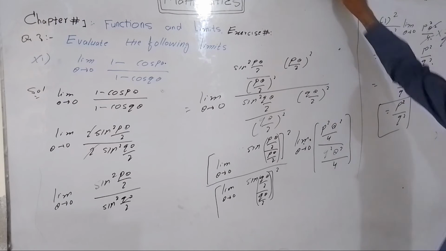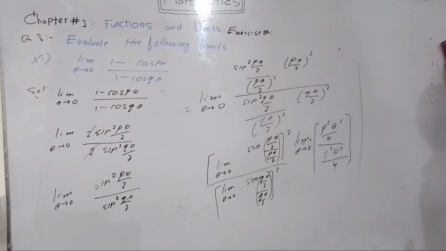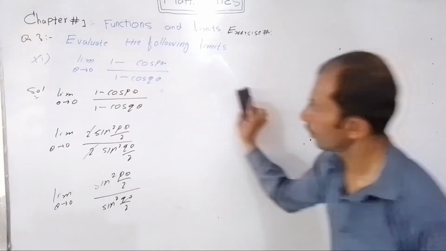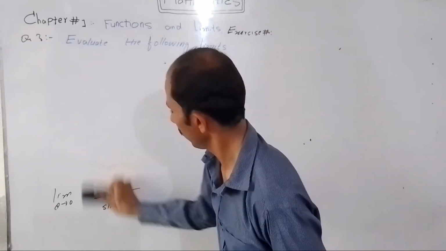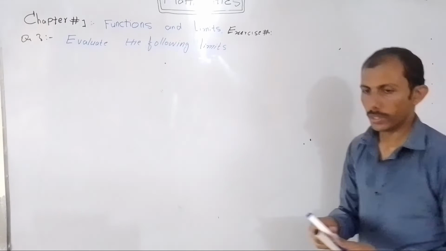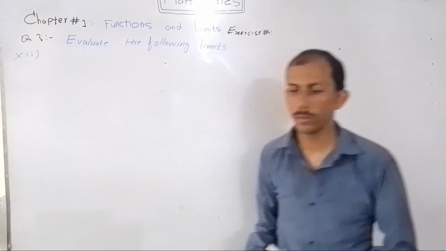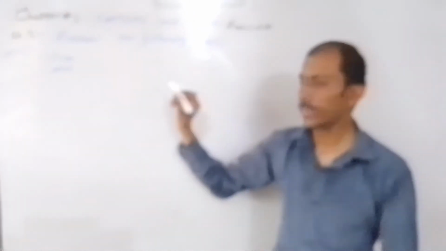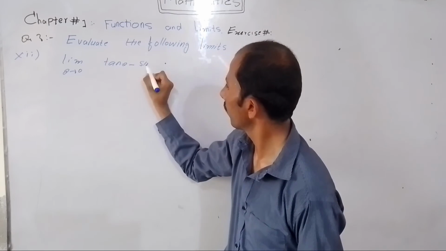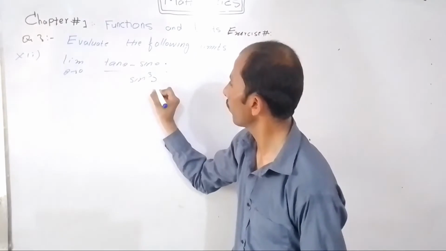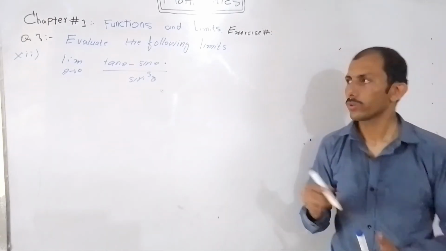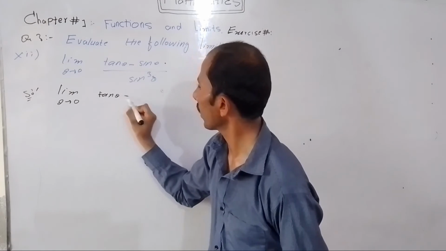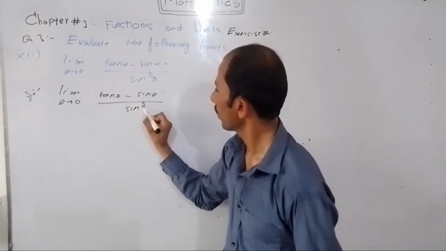Next, part number 12. Limit theta approaches 0, (tan theta minus sin theta) whole divided by sin cube theta. First solve it as it is: limit theta approaches 0, (tan theta minus sin theta) divided by sin cube theta.